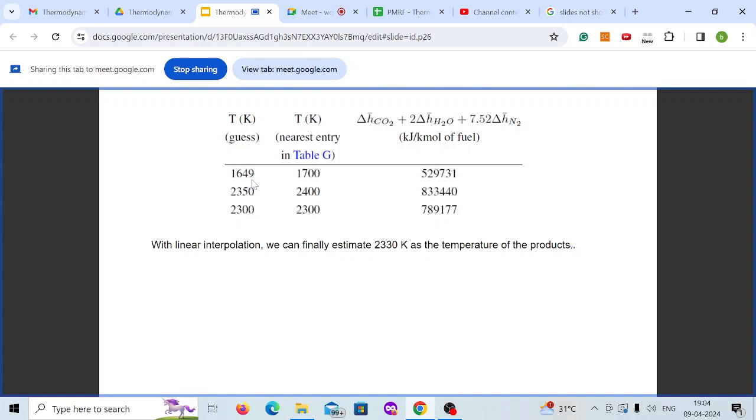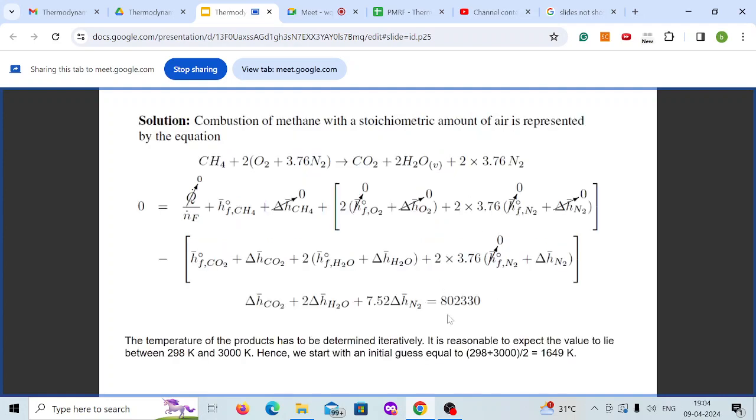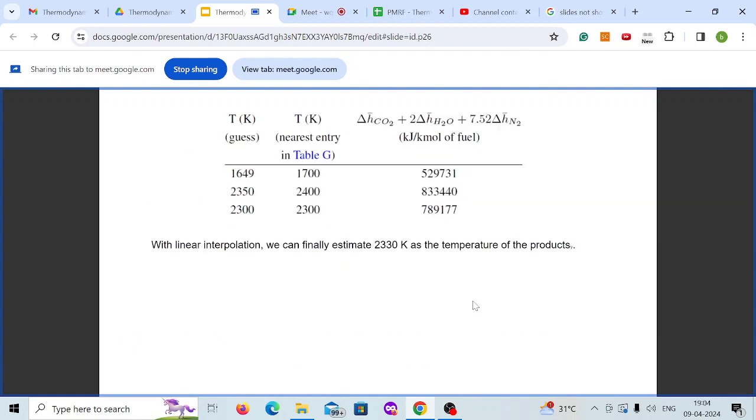So correspondingly our guess value at start is 1649. In the table we have 1700, so we take the nearest value, 1700, and substitute it into the enthalpy values, and we see that the enthalpy value is 529731, and the actual value is 82330. If you see, this is smaller, so your enthalpy of formation is less, so you need a higher temperature.